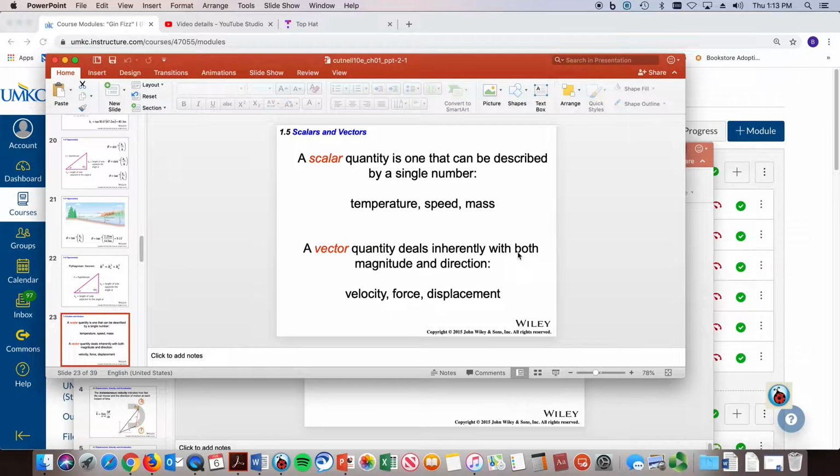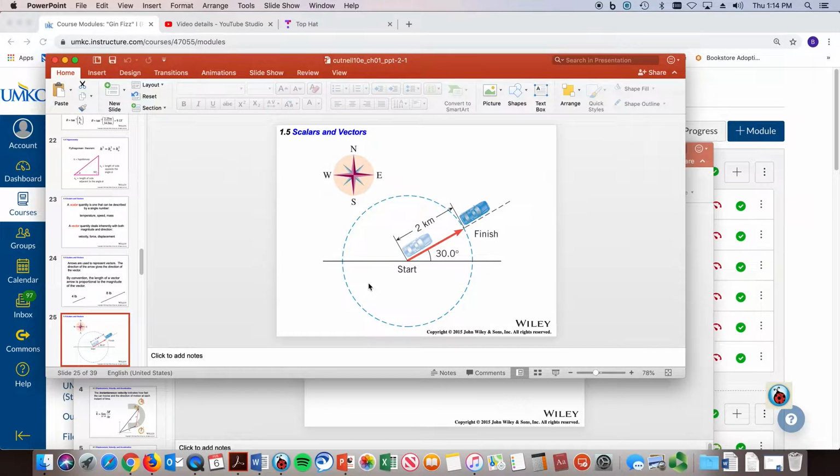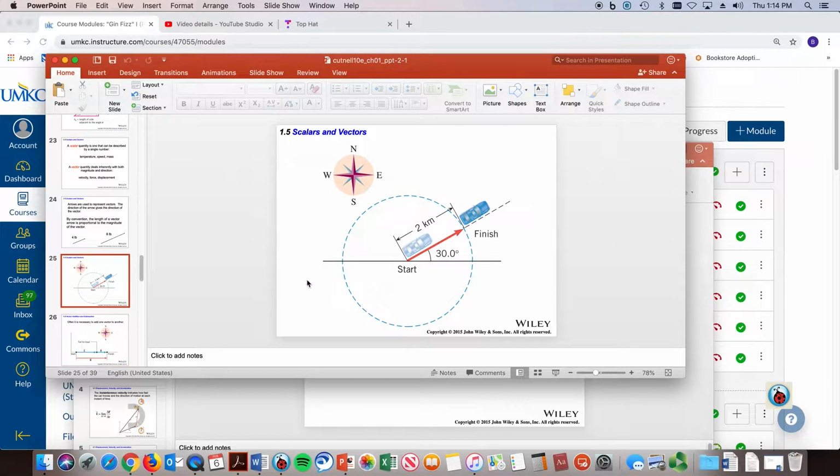Scalar. Here's where we explain the difference between scalars and vectors. Arrows represent vectors. A pound is a force, so that's a vector. You may not think that, because one of the things we get confused about is that pounds is actually a force. The mass in English units is a slug, by the way. And so scalars and vectors: it goes 2 kilometers that way at 30 degrees. Finish.